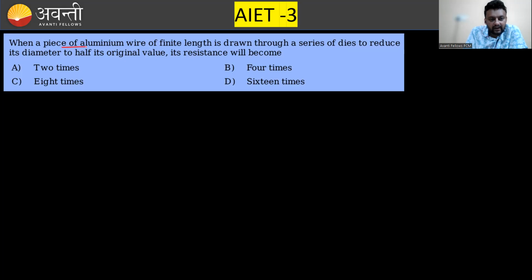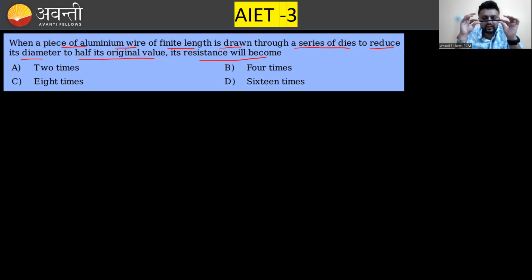When a piece of aluminum wire of some fixed length is drawn through a series of dies to reduce its diameter to half its original value, its resistance will become... Can you imagine? Diameter is decreasing. You have a piece of wire like this, and its diameter is decreasing.